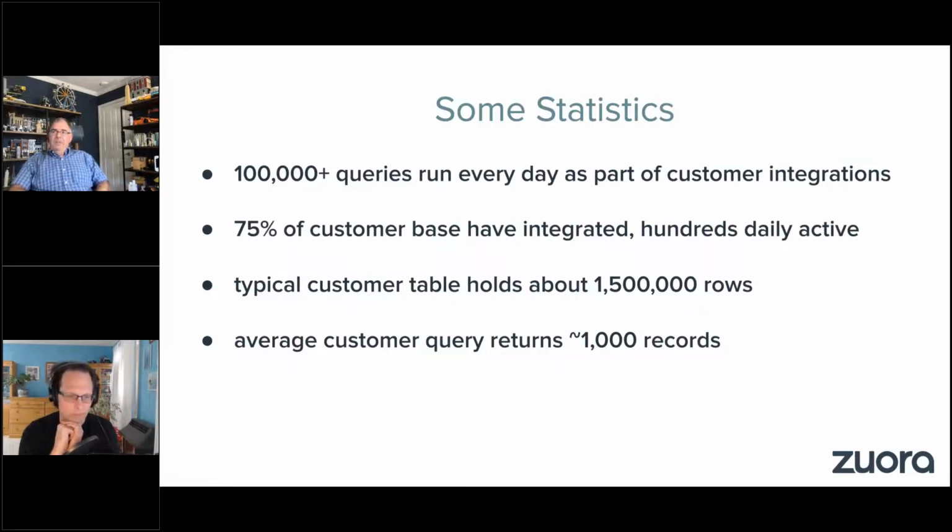The typical table that customers query holds about 1.5 million rows. Again, if I look at the data warehouses that some organizations run where you have these billions and trillions of rows, it looks small, but this is live data. This is data customers modify continuously. And the average query that the customer runs today returns about 1,000 records.